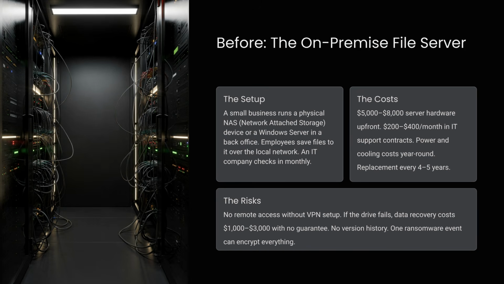Before the cloud, a business uses an on-premise file server, often a physical NAS device. Costs include $5,000 to $8,000 upfront for hardware, plus monthly IT support. Risks include a lack of remote access, the possibility of catastrophic drive failure, and exposure to ransomware.